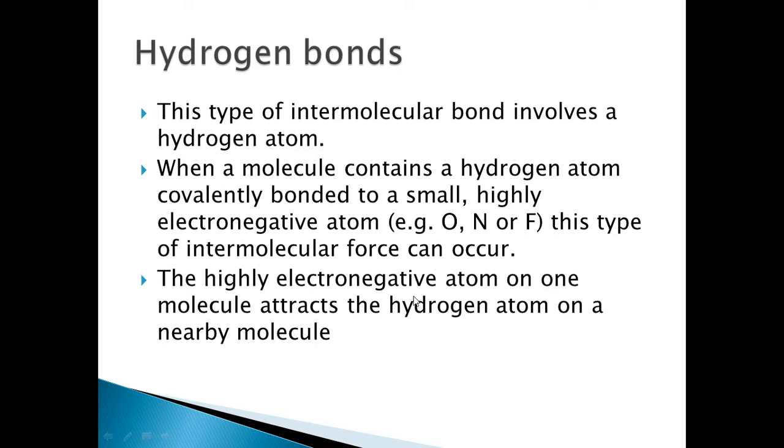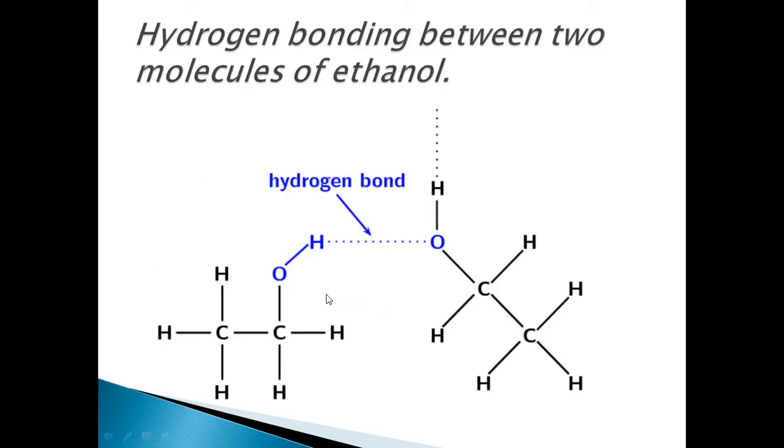The highly electronegative atom on one molecule will attract the hydrogen atom on another molecule, as you can see in this molecule here, ethanol. In ethanol, hydrogen is bonded to oxygen. So the hydrogen of one molecule is attracted to the oxygen of another molecule. The attraction between them is what is termed as hydrogen bonding.